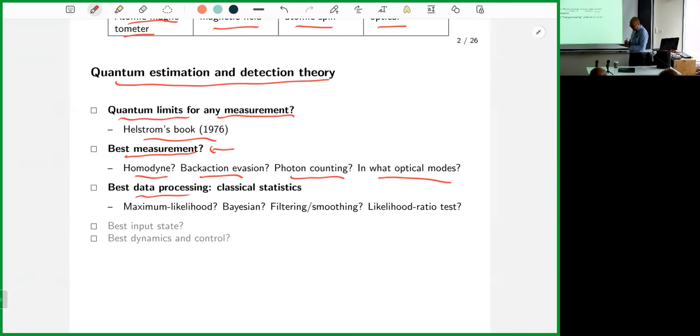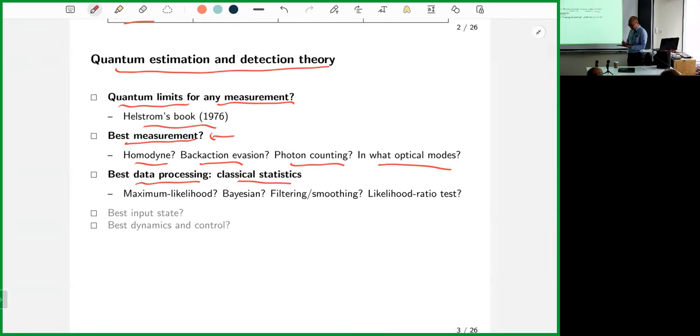And finally, you can ask, what is the best data processing that you can do? Well, this part is relatively simple because ultimately, once you've done the measurement, you've got some measurement results, you're basically doing classical statistics. Of course, the noise comes from the quantum measurements and all that, but ultimately, once you've got the data, the unknown waveform is classical, and then you just need to do your classical statistics. In that case, there are still a lot of non-trivial questions about what is the best data processing: do maximum likelihood, do Bayesian, especially because your measurement is a time series, it's a little bit more complicated.